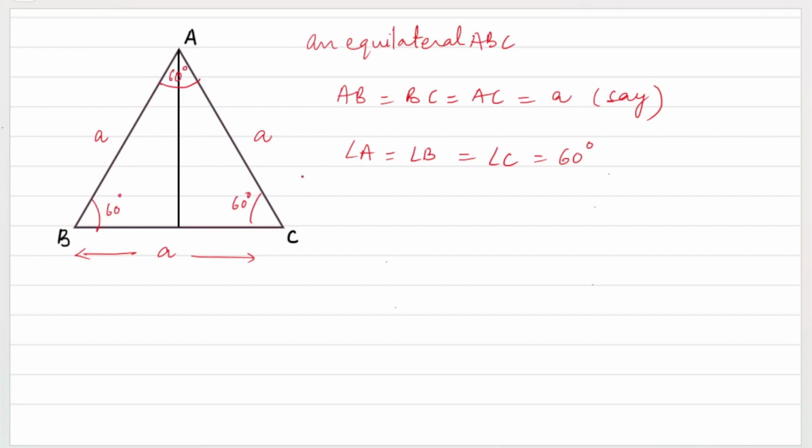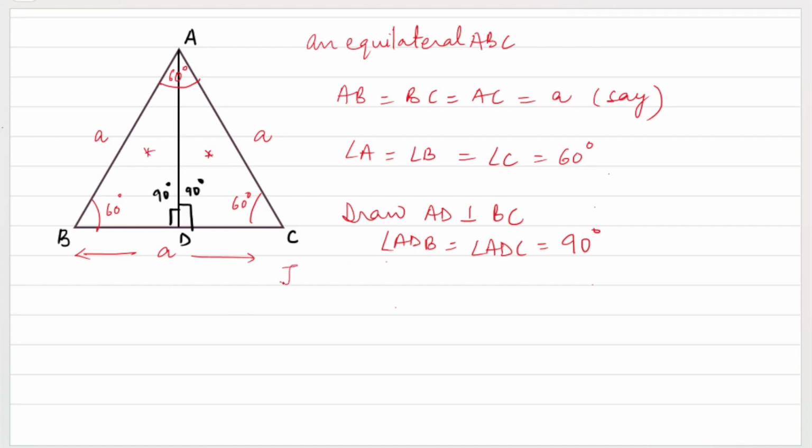Now in the construction part, I will be drawing AD perpendicular to BC. So this AD is perpendicular to BC, and perpendicular means it is making an angle of 90 degrees. So my angle ADB is equal to angle ADC, and both these angles are equal to 90 degrees.